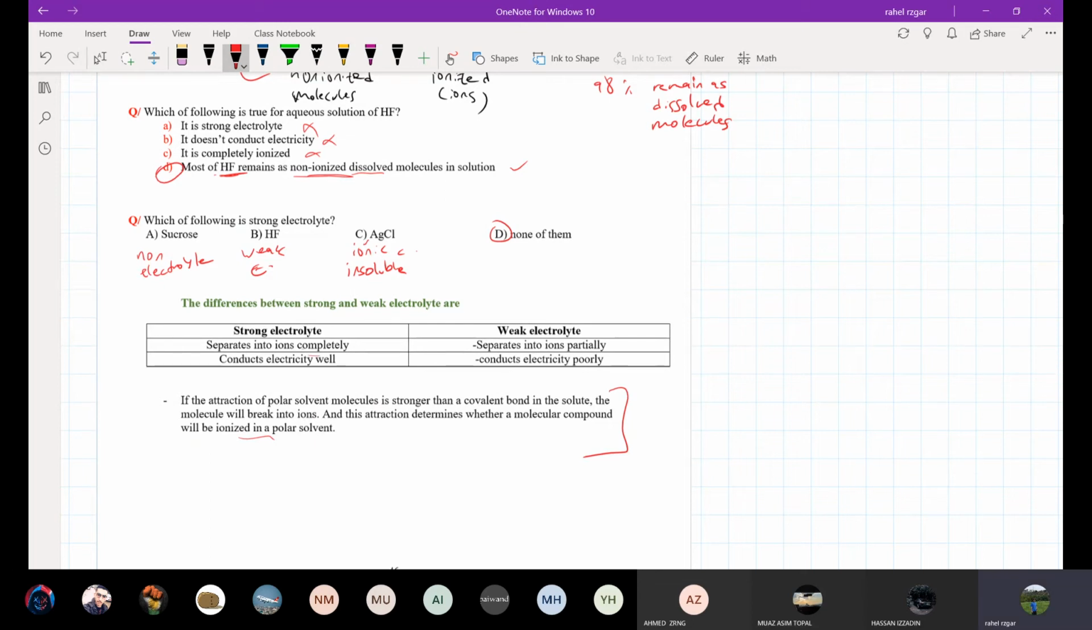Strong, they ionize completely. They separate into ions completely. Everything will become ions, but weak only partially. Strong electrolyte conducts electricity very well. Weak electrolyte conducts very poorly.